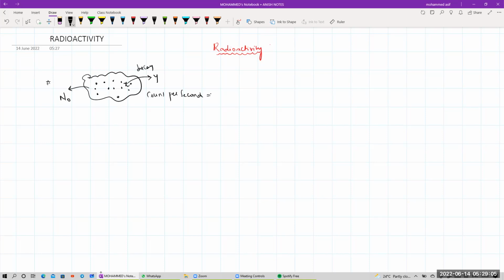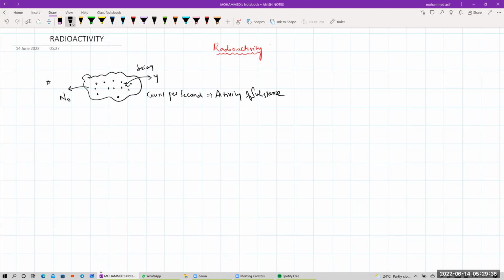And the count per second is called what, beta? The activity of the substance. Let's say in this sample some billions and trillions of nuclei are present, and I don't know how many nuclei are decaying every time. So the rate at which they are decaying, I give the name count per second or disintegration per second. Disintegration per second is called the activity of the substance. Is it clear?